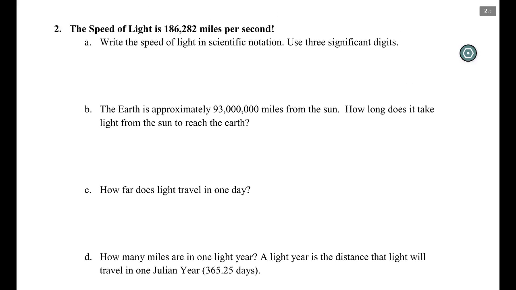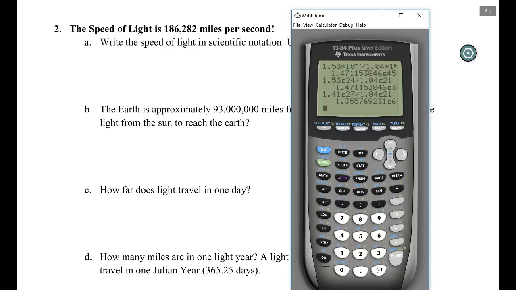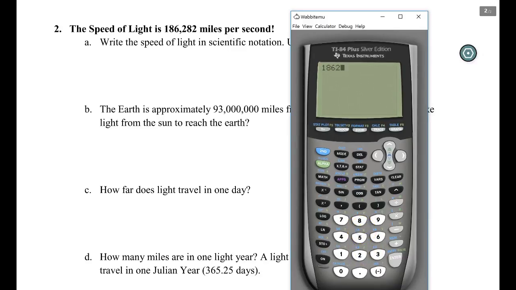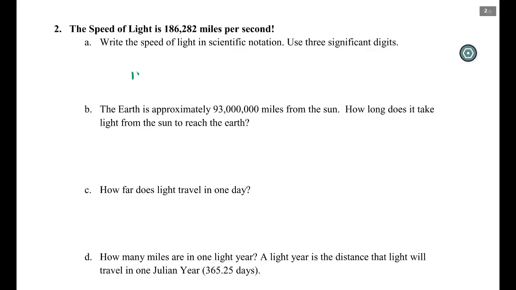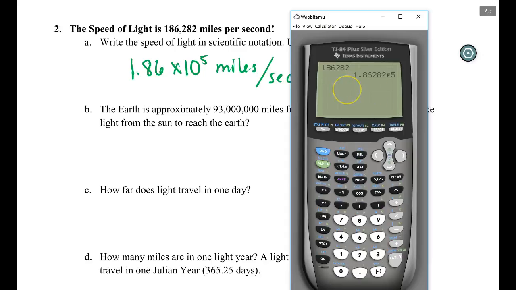Okay. Writing the speed of light in scientific notation, especially if your calculator's in scientific mode, is very easy. You're just going to type that in and press enter. So this is 1.86 times 10 to the 5th. We should put our units on this, just like every other problem. This is in miles per second. We got our 3 significant digits. That's why I stopped instead of writing all of this out.